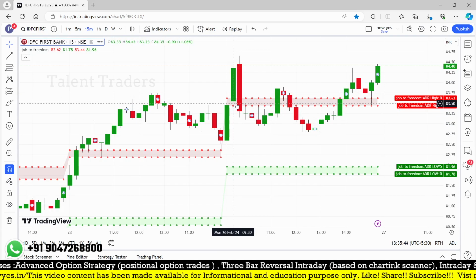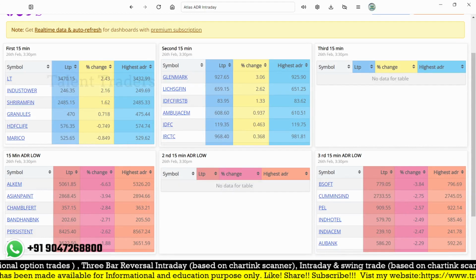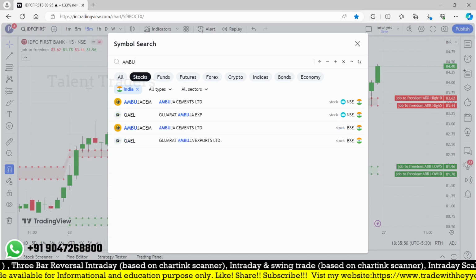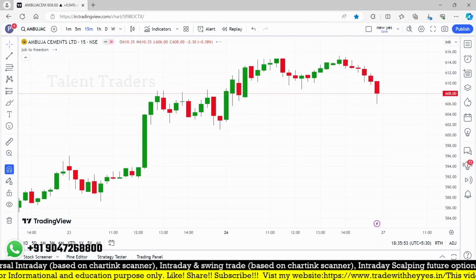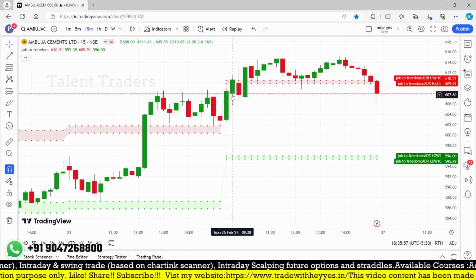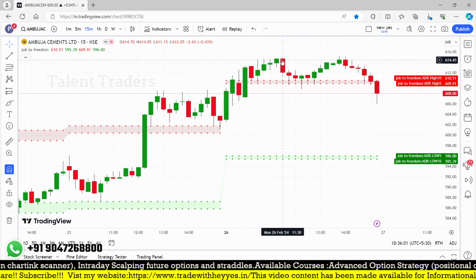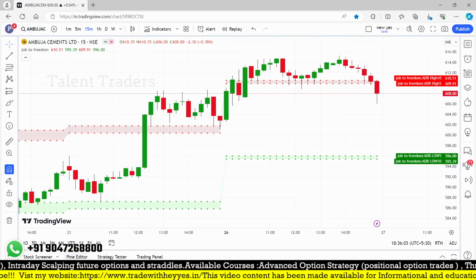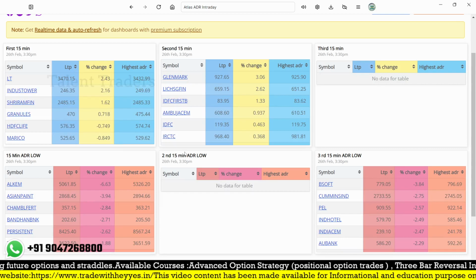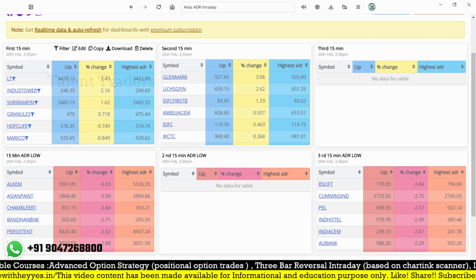So we simply avoid those stocks, and you can also filter out Ambuja Cements. Yes, Ambuja Cements, you can look at this. It was quite a good one. In the second candle here, it is around 0.3% and above the high, and it was giving some good movement. So to avoid those big candles which closed above our ADR level, we use the new dashboard.